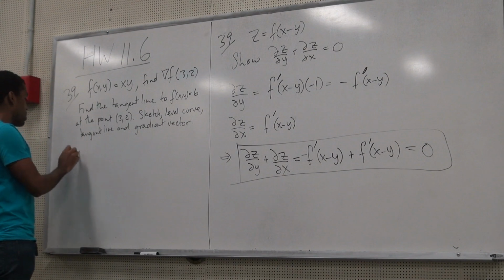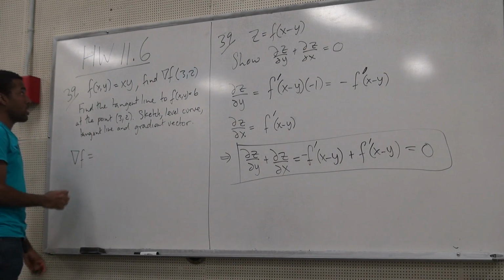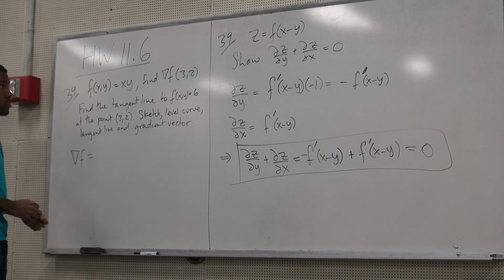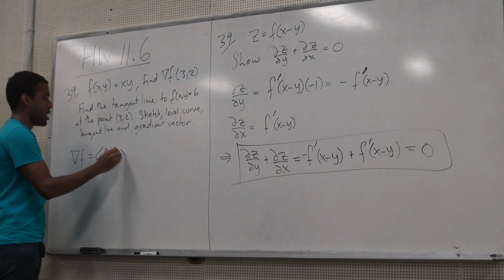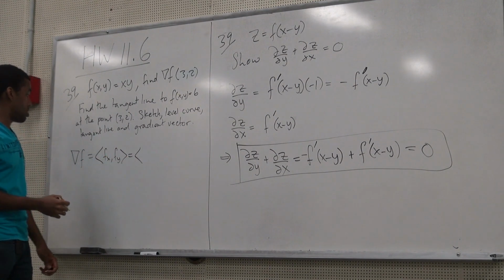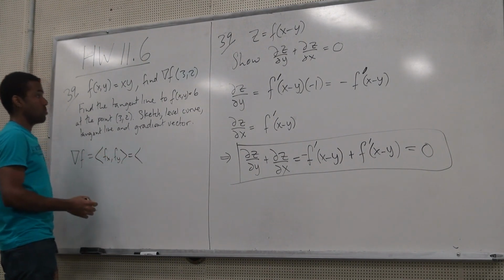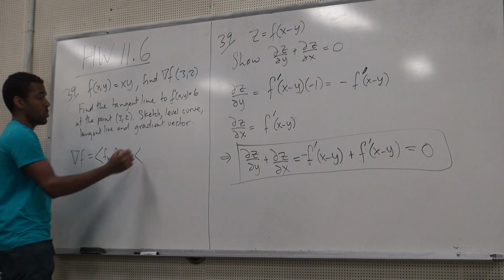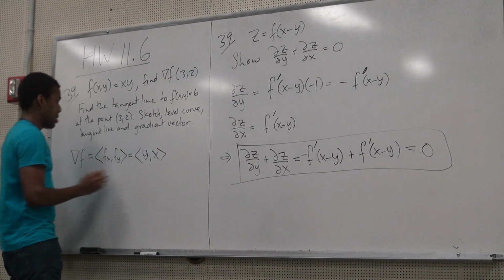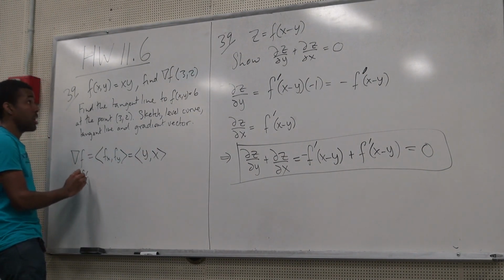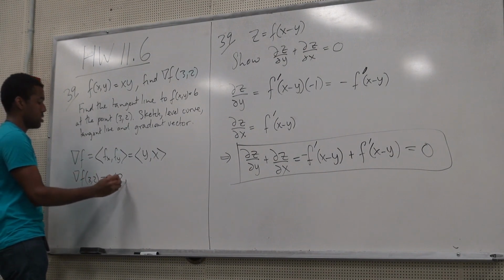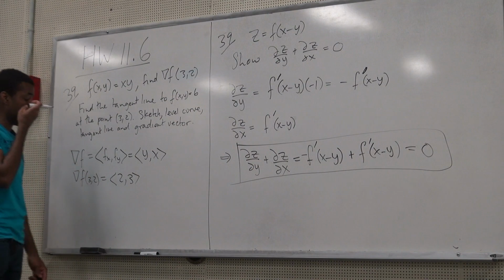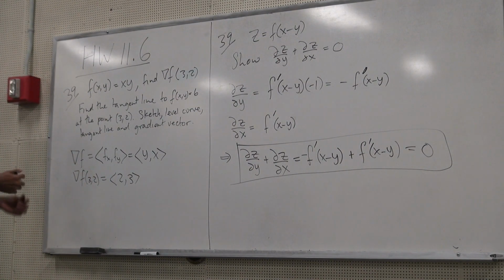Okay, so let's start with the gradient. Gradient of f is equal to what? Partial x, comma partial y, which in this case is y, x. So if I evaluate that at 3, 2, the result is just 2, 3. So that's our gradient vector.